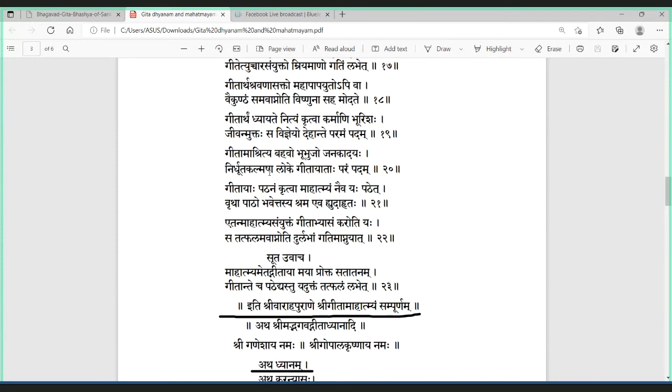And then the conclusion is Sutuvacha, because Puranas have stories in the stories. So Suta is saying, Mahatmyam etad gitaya maya prokta sanatanam gitante cha patedyastu yaduktam tat phalam labhet. This is the Gita Mahatmyam. It can be studied at the end of the Gita also. And one who does that gets the phalams that is mentioned. Na sanshayaha. There is no sanshaya about it. So with this we conclude the Gita Mahatmyam.